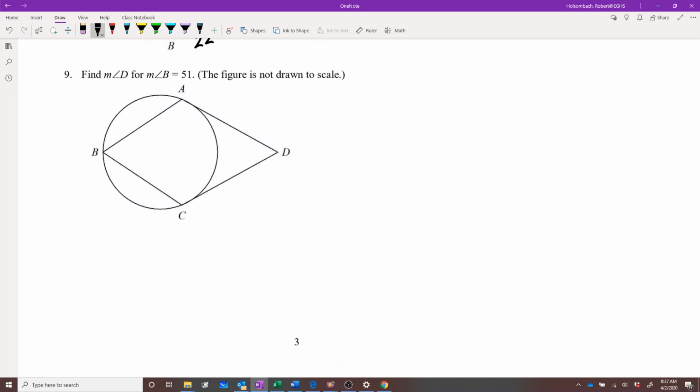Number 9, find the measure of angle D. Here's angle D. For the measure of B equals 51. Alright, if angle B equals 51, angle B is an inscribed angle, and its intercepted arc, we'll call it this red arc right here. This would be its intercepted arc, and its measure would be twice the 51, so that's 102.